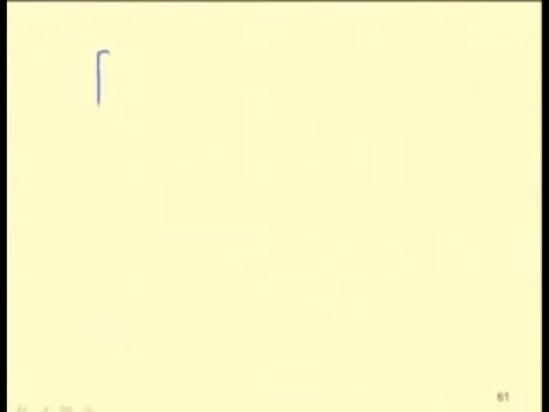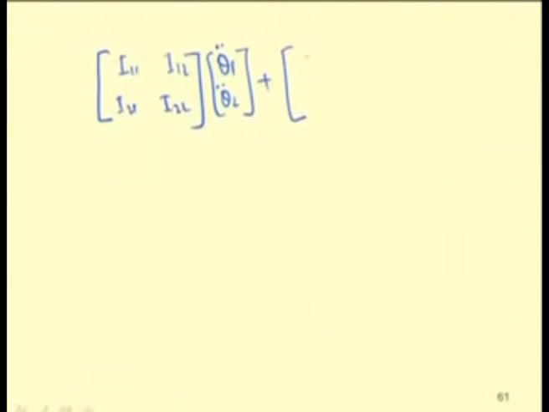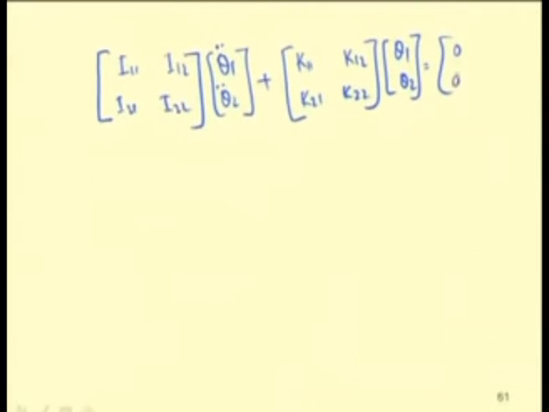So, it will be 2 by 2, I11, I12, I21, I22, times theta 1 double dot, theta 2 double dot. So, this is the general expression written for the system. Plus K11, K12, K21, K22, times theta 1, theta 2 equal to 0, 0. As no external force is acting on the system, one can write the right hand side to be 0.